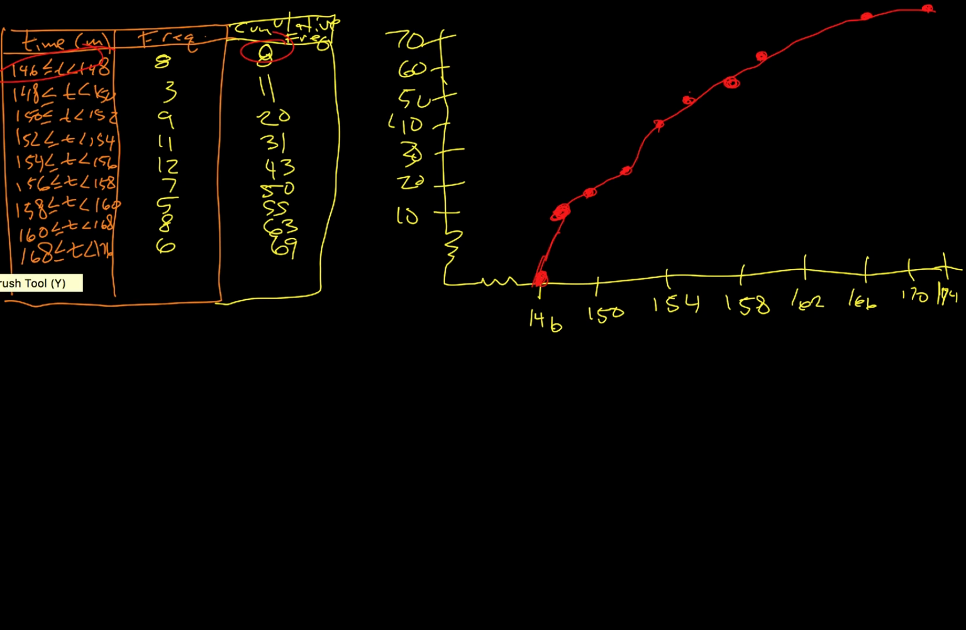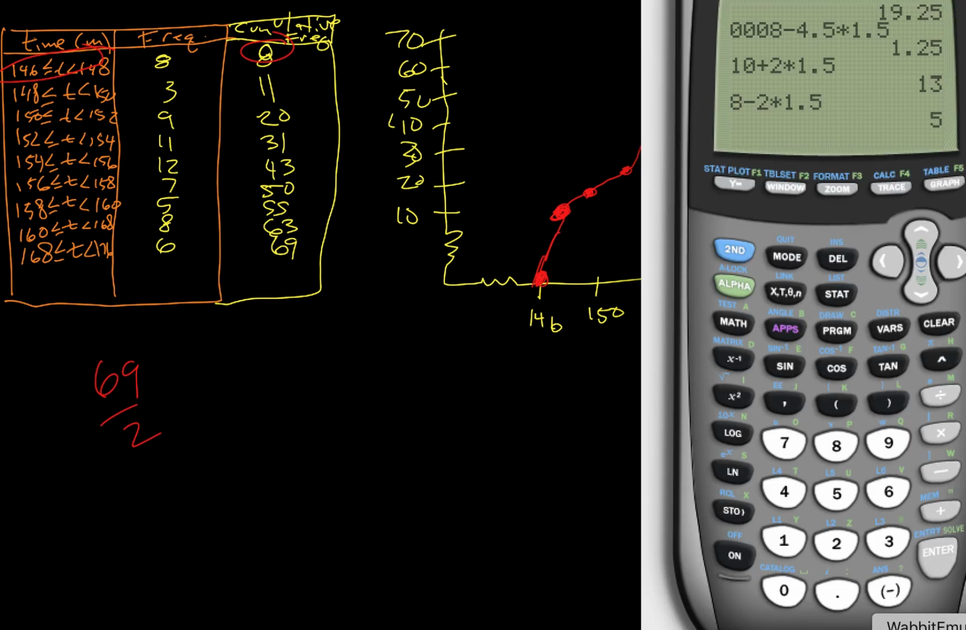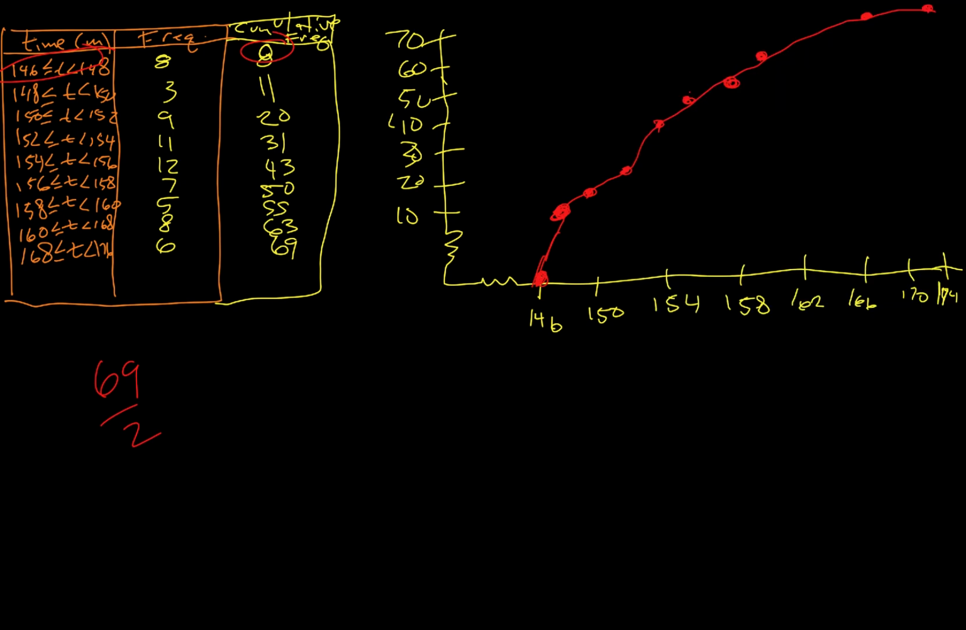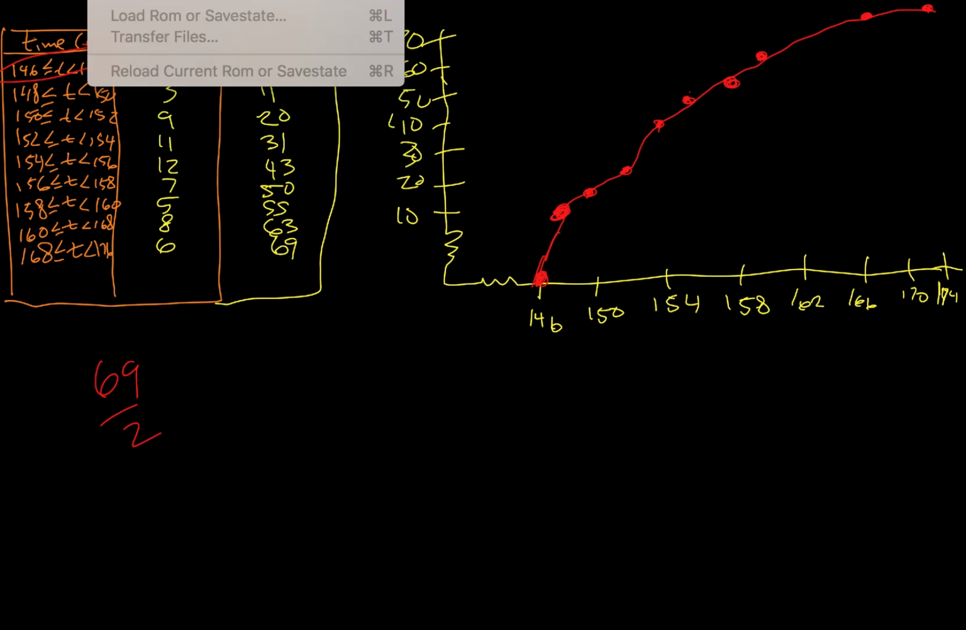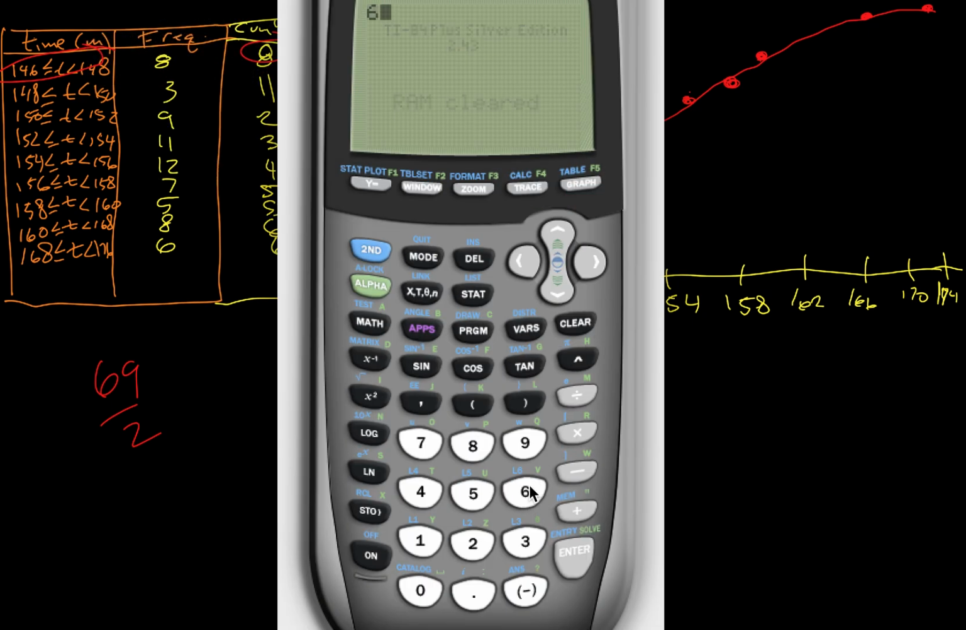All right. Now part C has multiple parts, so use your graph to estimate the median finishing time. Okay. So to do that, we want to cut our total in half. So we did 69 divided by 2. Come on your calculator and just do 69 divided by 2. So we get 34.5.